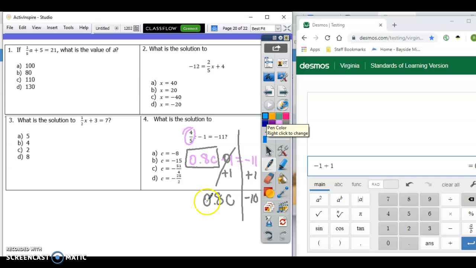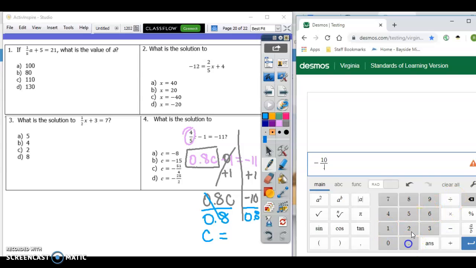Next, we have 0.8 times c, so I'm going to divide by 0.8. And I'm going to type that in and see what I got. So -10 divided by 0.8. And I got -12.5. So the problem is none of these answers match. But what I know for sure is that it's not -0.8. It's not -15. I have to see which one of these is equal to this number. So I have a calculator and I can use it.